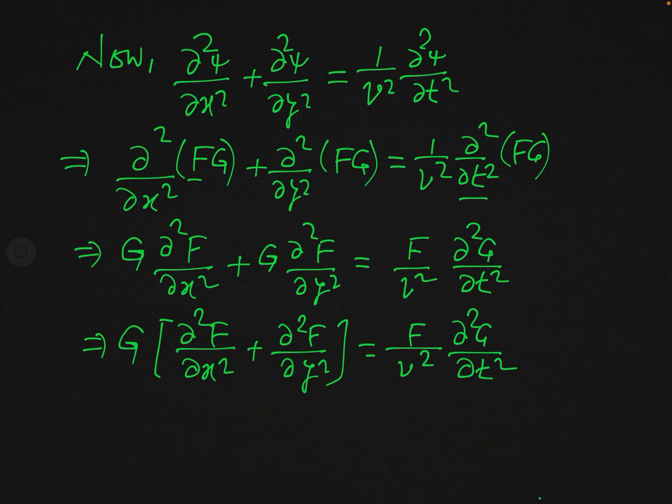Now you can see in LHS and RHS, both the functions of a space coordinate x and y and time t are present. So variables are not separated. To separate the variables, we will make here a simple algebra. In fact, for this, we will divide this equation, both sides, by the factor f times g.